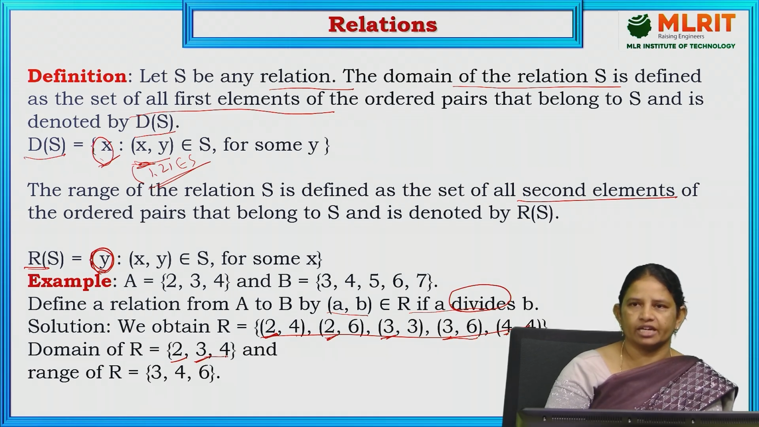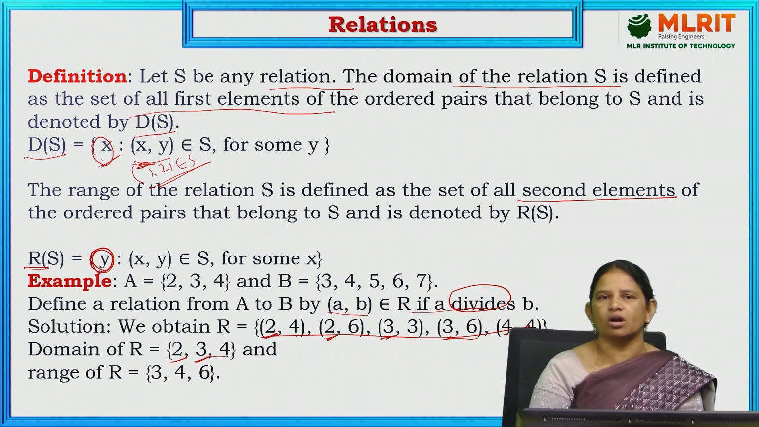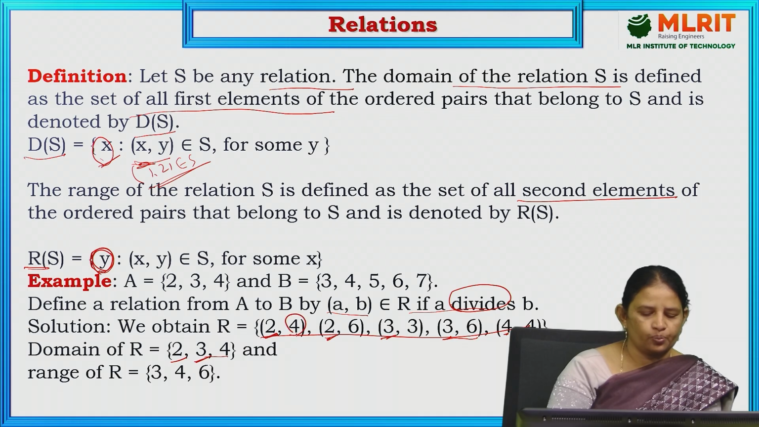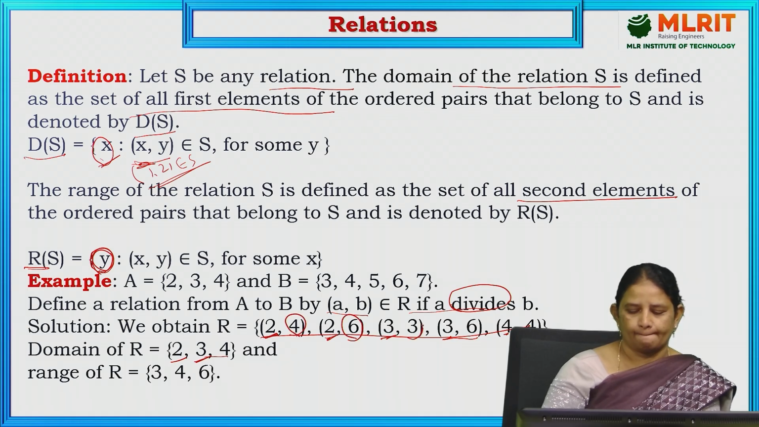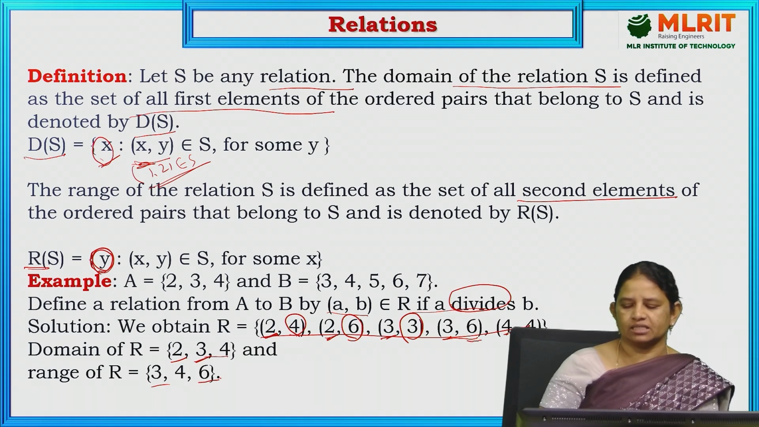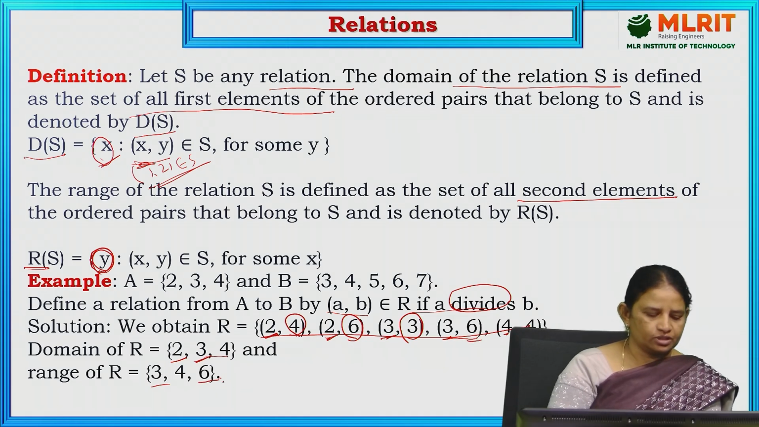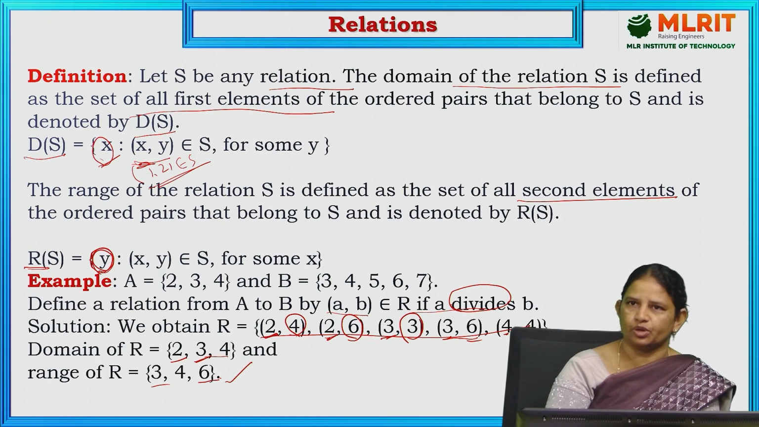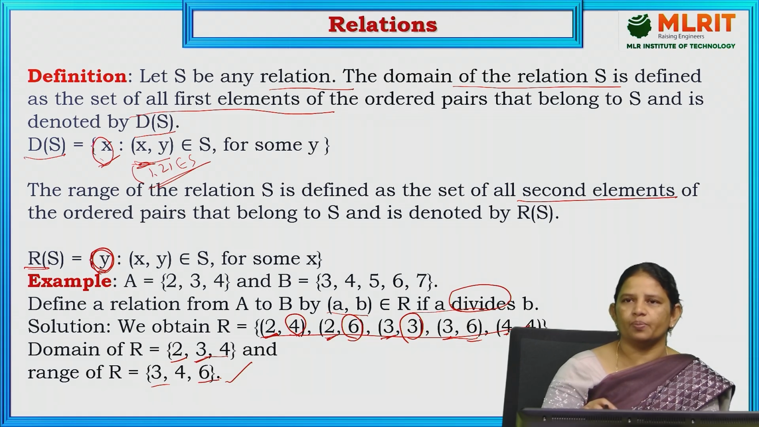Next, what is the range? The second element present in the ordered pairs is the range. What are the second elements? 4, 6, 3, which written in order is 3, 4, 6. Again 6, 4 are already repeated. So {3, 4, 6} is the range. Domain means the first element in the ordered pairs; range means the second element in the ordered pairs.